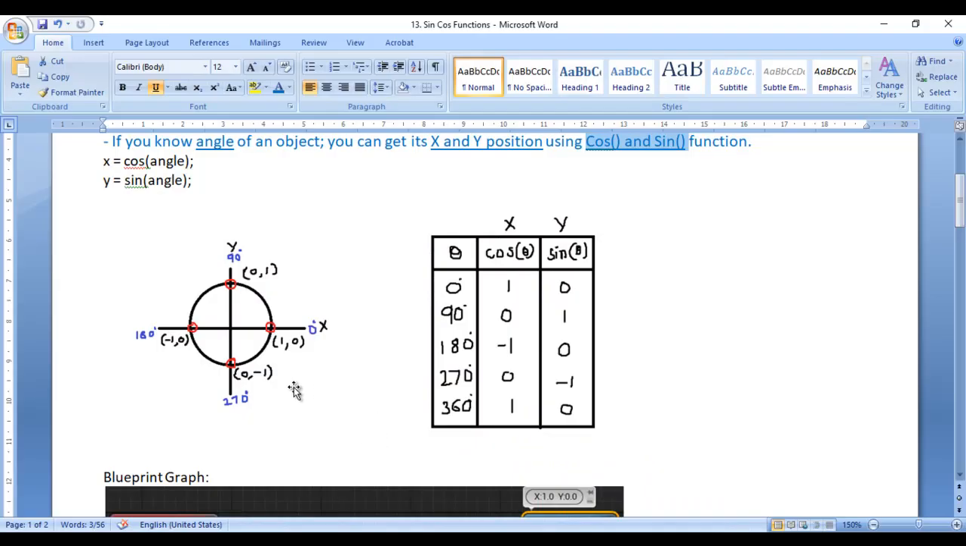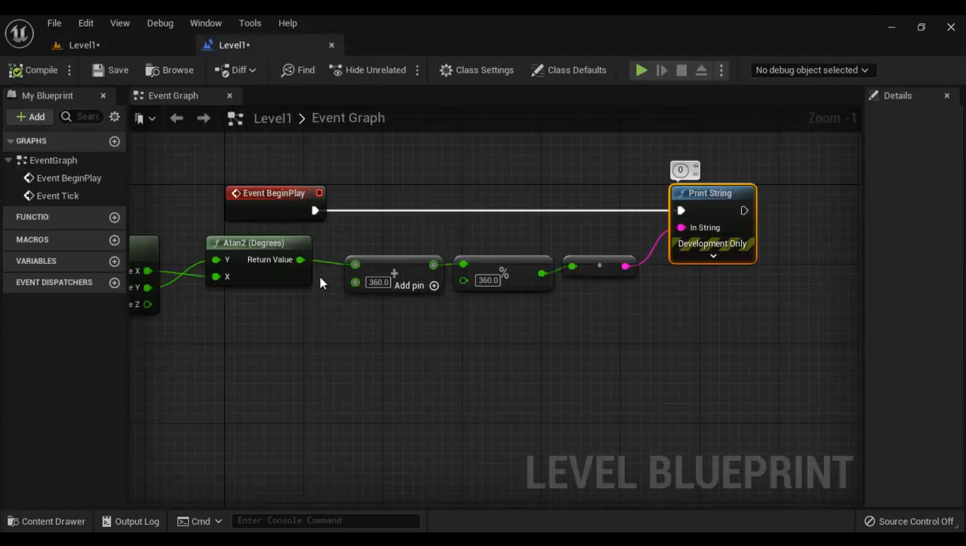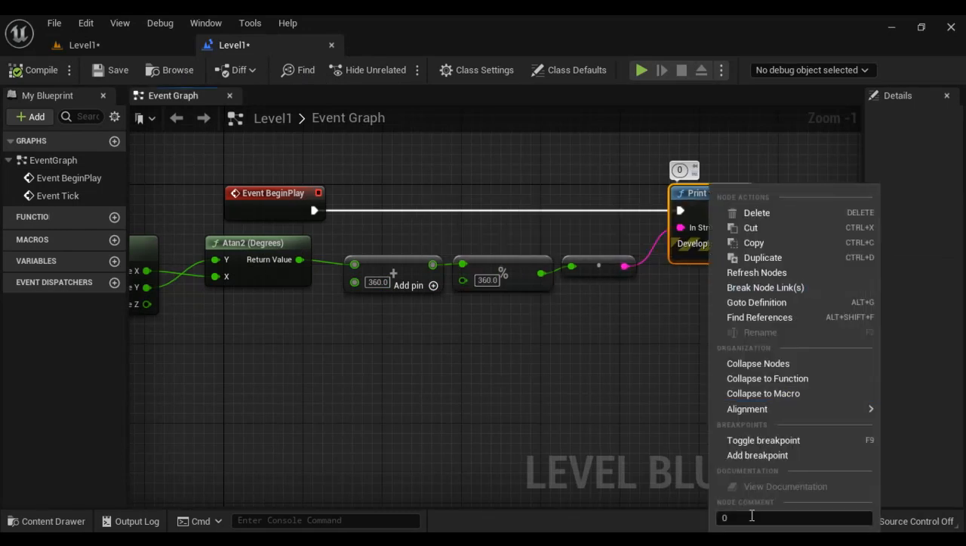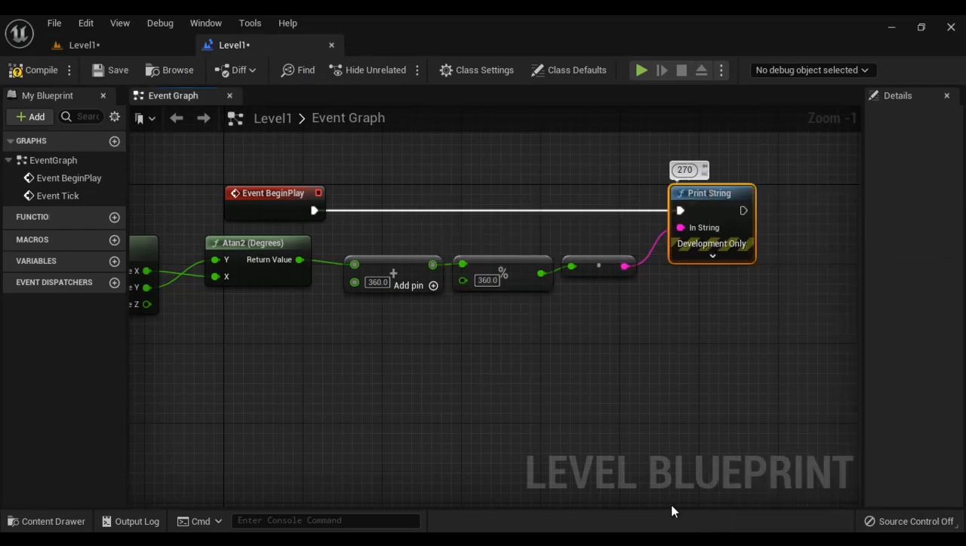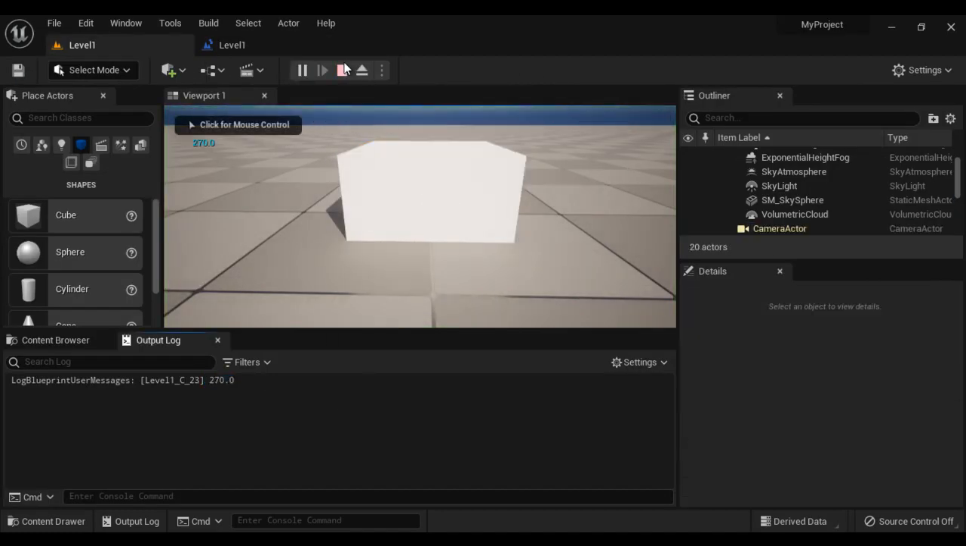If our cube is in this place where x is 0, y is minus 1, definitely we get 270 degrees because we are adding 360 and mod by 360. Definitely we get 270, guys. Compile, save, come to level 1 and play. You see we got 270 degrees.